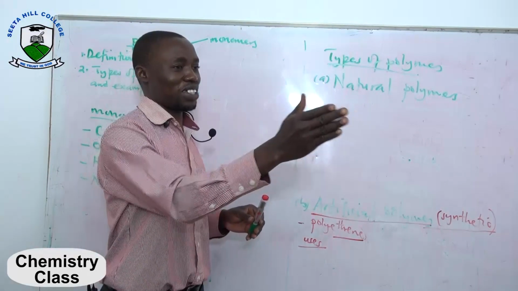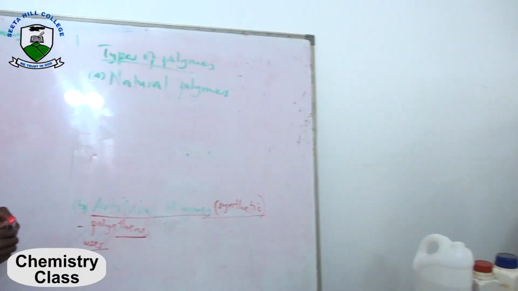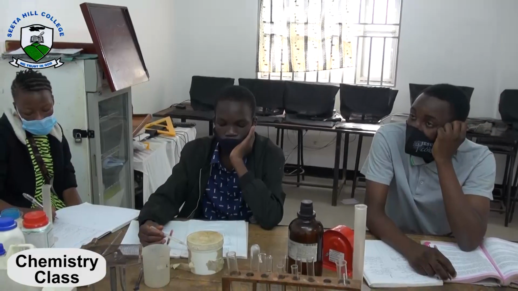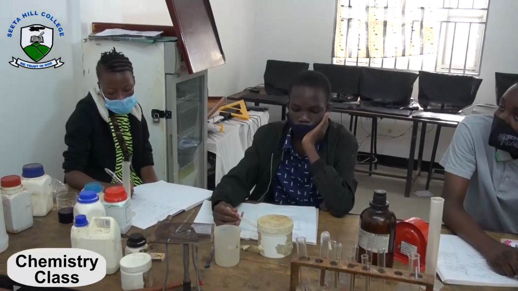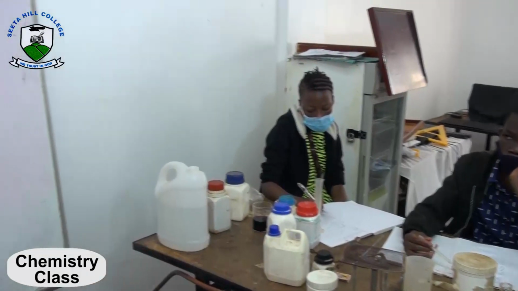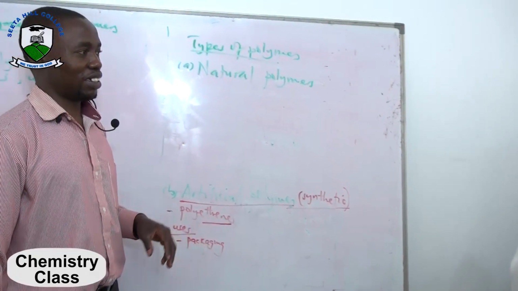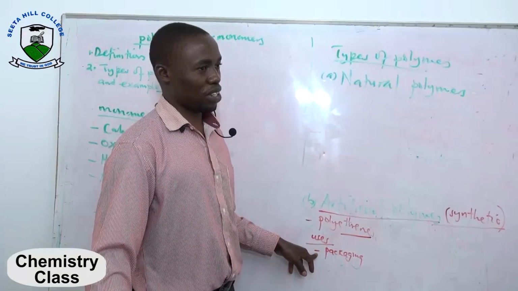Give us one use there. Polyethylene is used for making packaging bags. Yes, making polyethylene bags or packaging bags. Do you have some common plastics there, polyethylene packaging bags in that same category?